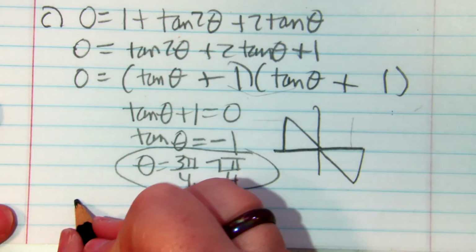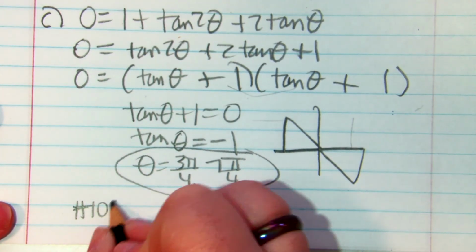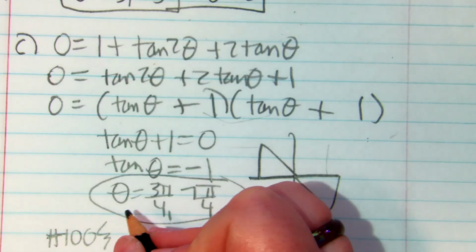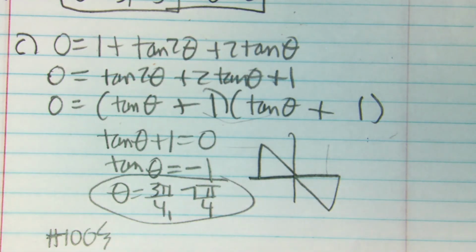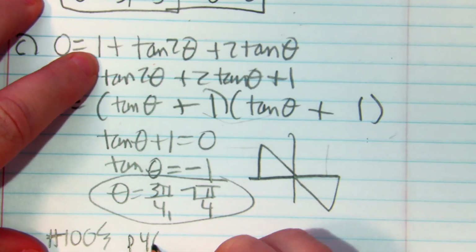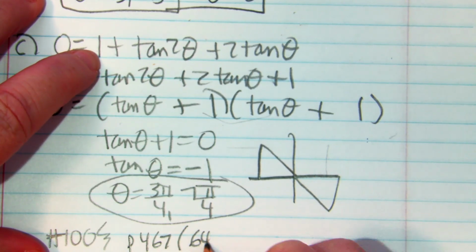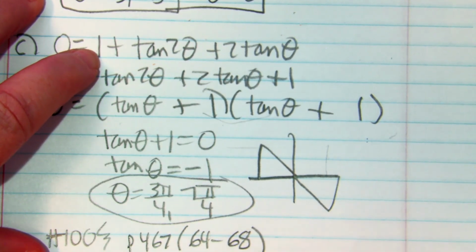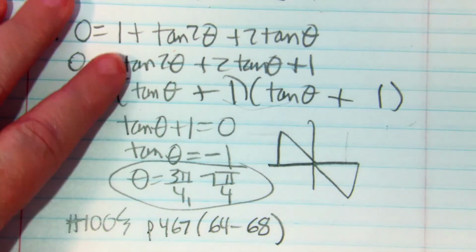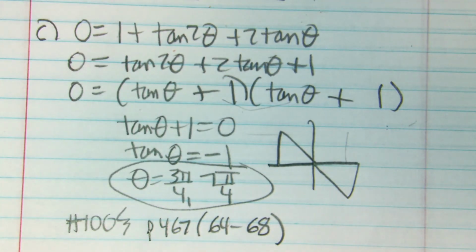So your homework number 100 is page 467, 64 to 68. Just to give you a little bit more practice. I'll take a picture of the book so you know what it looks like.